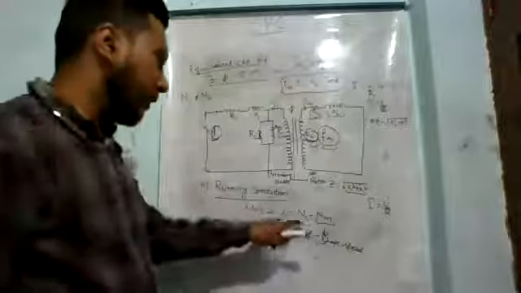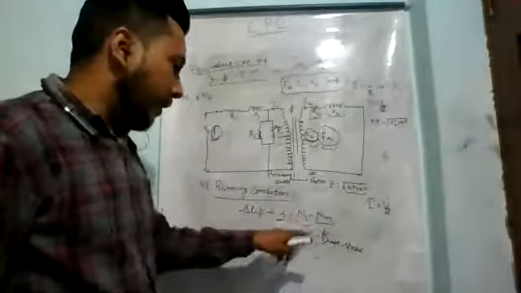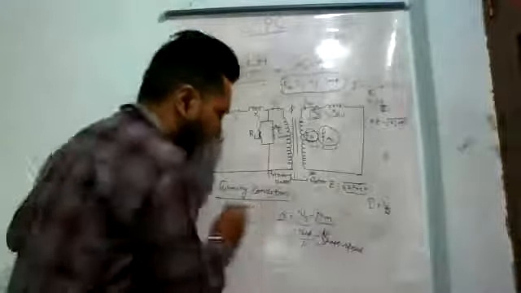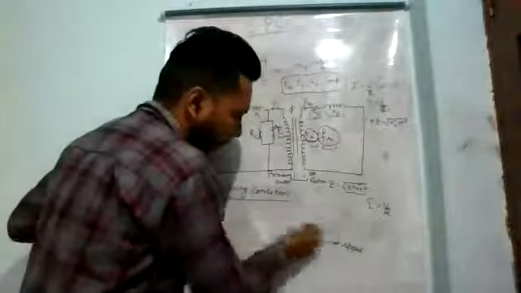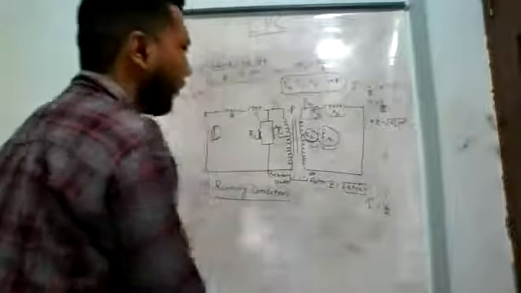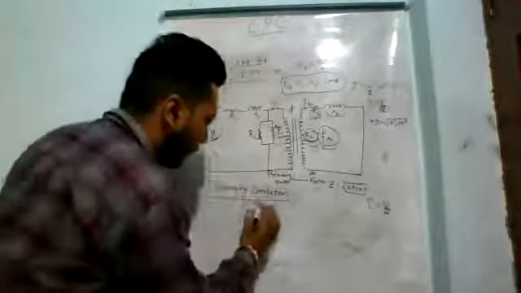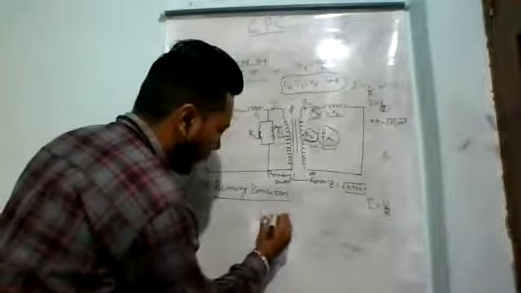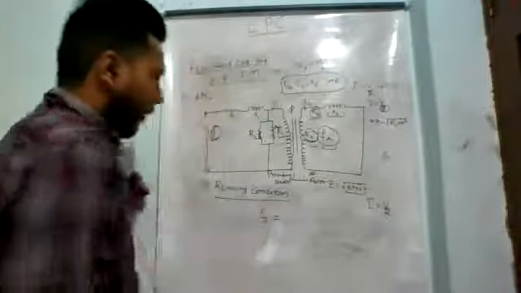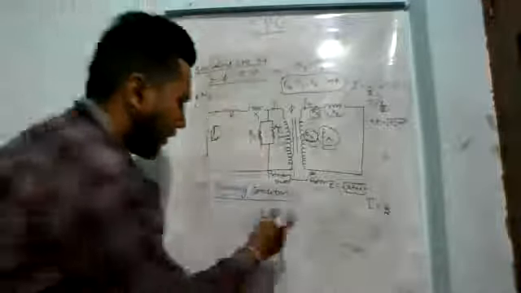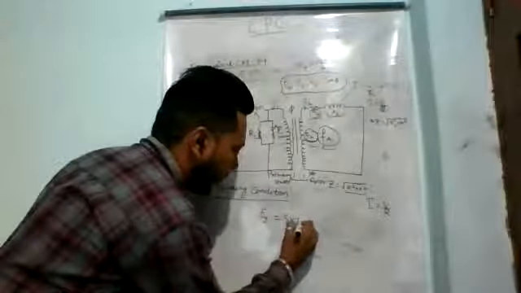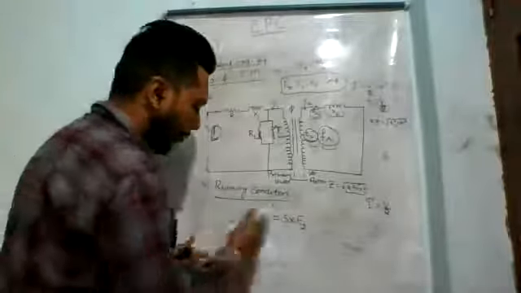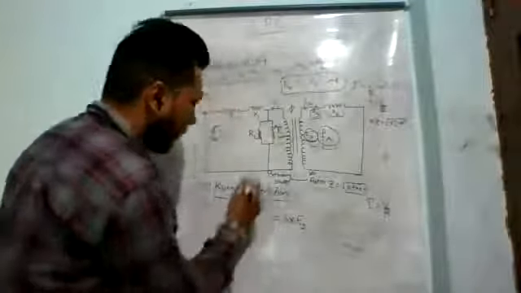Then what is slip? Slip is nothing but Ns minus Nm. Ns is 120 f upon P and Nm is the shaft speed. Now calculate the parameter, that is E2. At running condition, what is the value of the secondary side induced EMF? The secondary side induced EMF value is S into E2. We have to calculate the parameters at the secondary side.